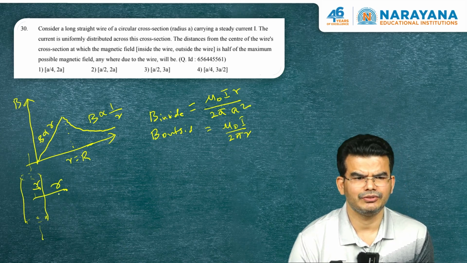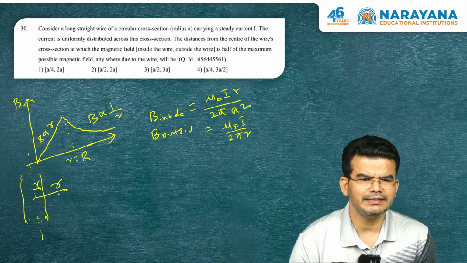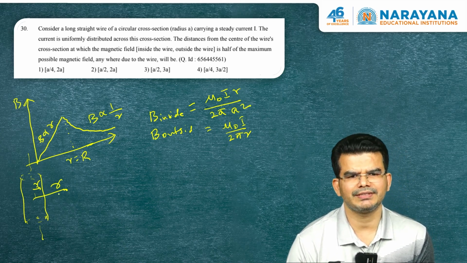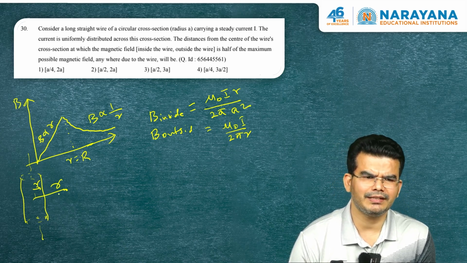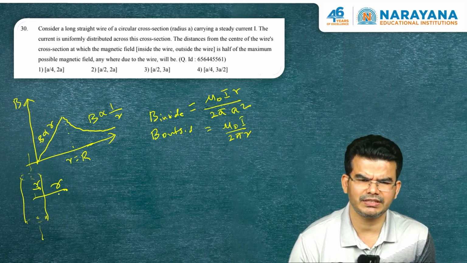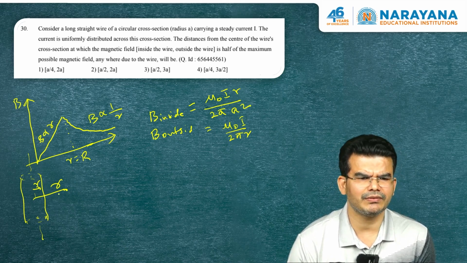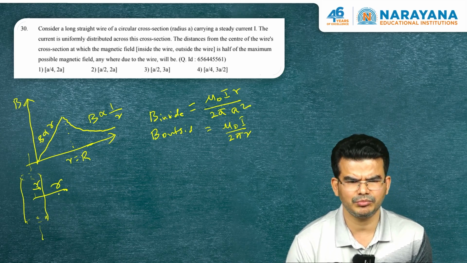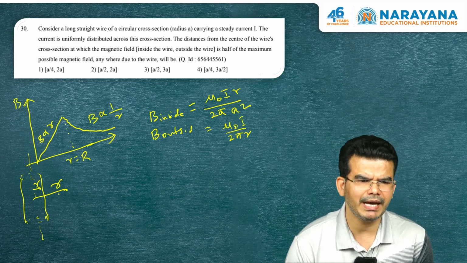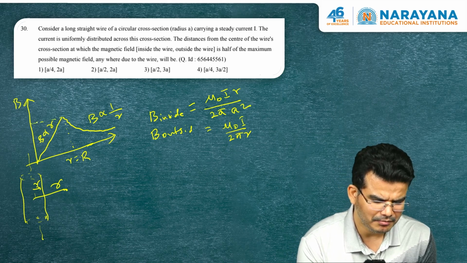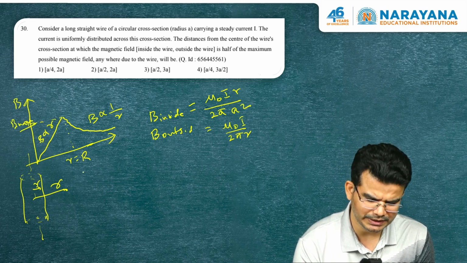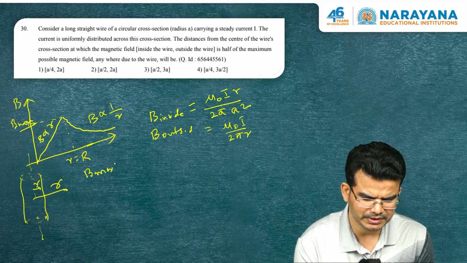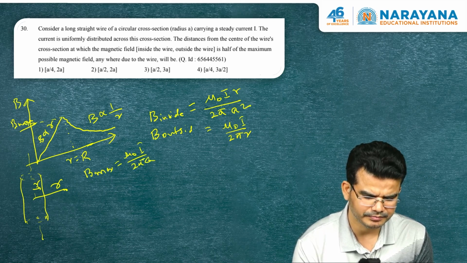Now, what are they saying? Let us come to the question. Consider a long straight wire of circular cross section carrying a steady current I. The current is uniformly distributed across the cross section. Find the distances from the center of the wire cross section at which the magnetic field inside the wire, and outside the wire, is half of the maximum. Maximum field is exactly at the surface. B maximum is mu naught I upon 2 pi a. This is the basic idea.